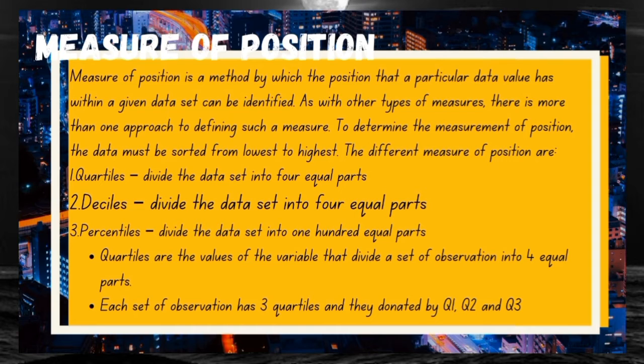Quartiles are the values of the variable that divide a set of observations into 4 equal parts. Each set of observations has 3 quartiles and they are denoted by Q1, Q2 and Q3.